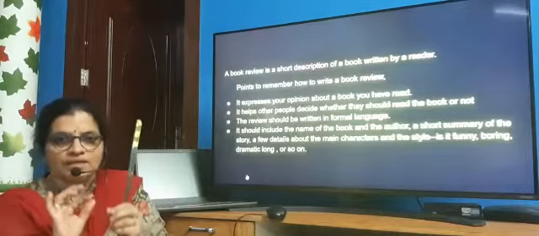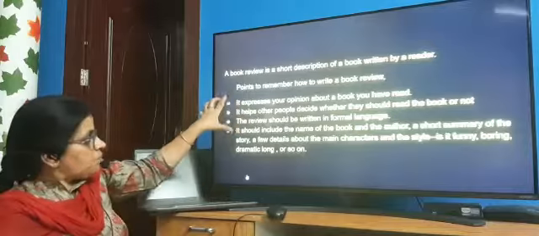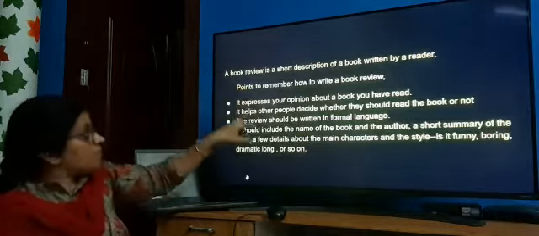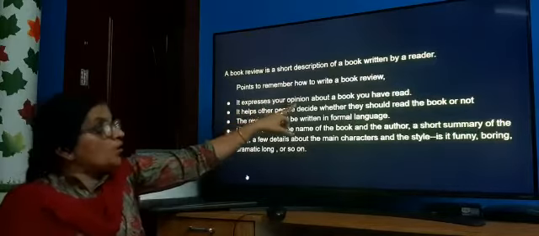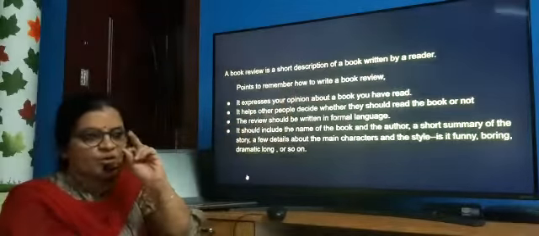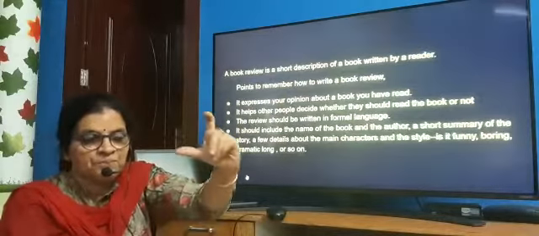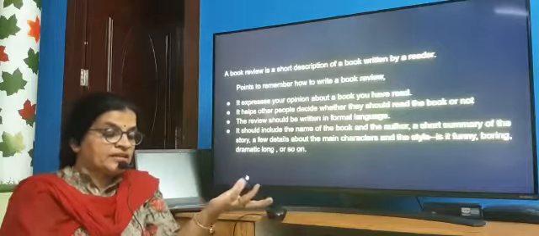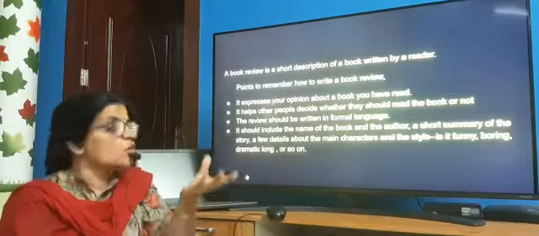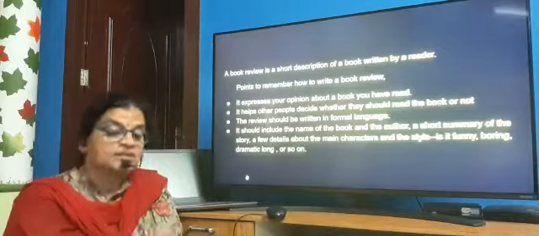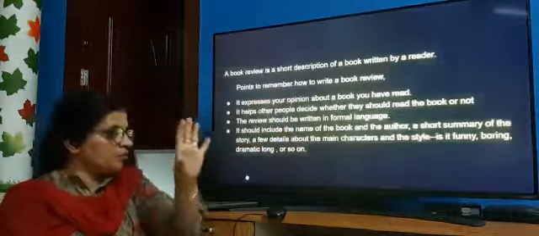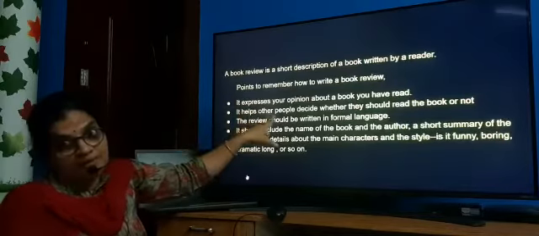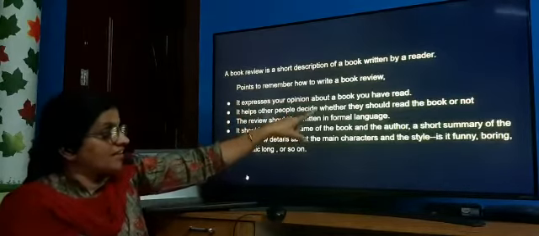When you are going to write the review of a book, you want to remember these points always. Which are these points? First point, it expresses your opinion. That is your opinion, what you think about that book when you read it. If it is a story of a King and Queen or any other story or a chapter from your textbook itself, you have your own opinion, your own idea. Second point, it helps other people decide whether they should read the book.